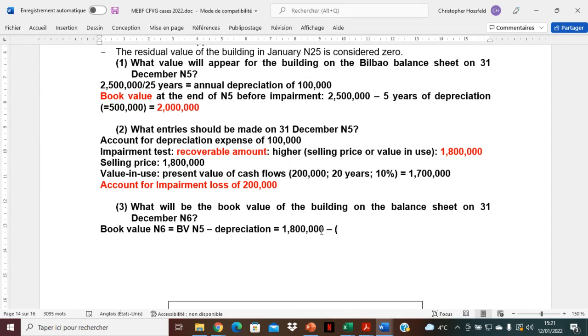Exactly 1.8 million over the remaining useful life of 20 years, which is actually 90,000. So my depreciation is 90,000, and therefore the book value at the end of year 6 will be 1,710,000.